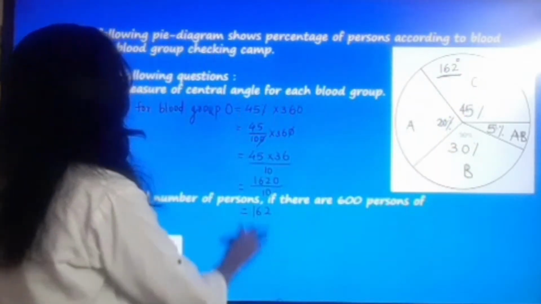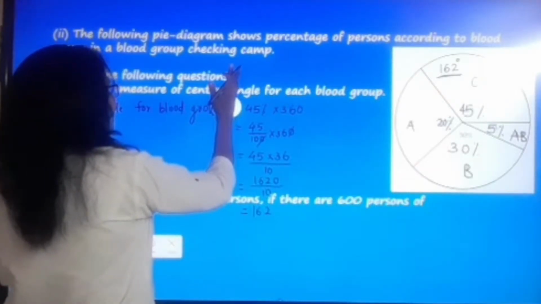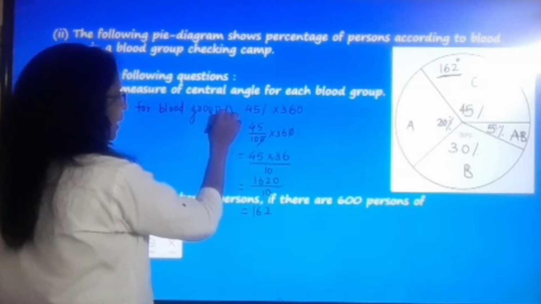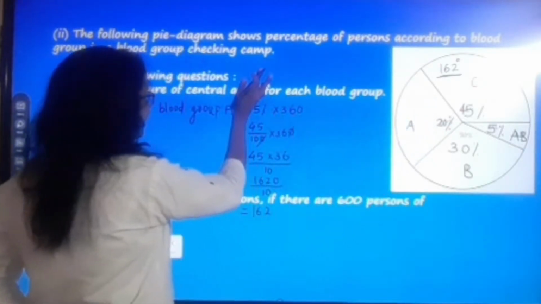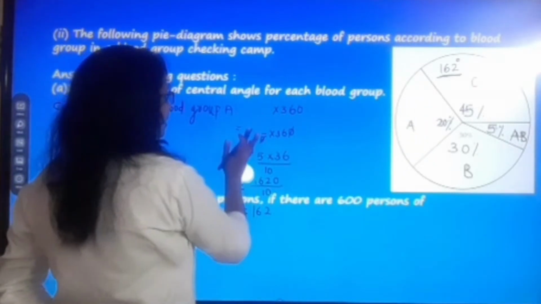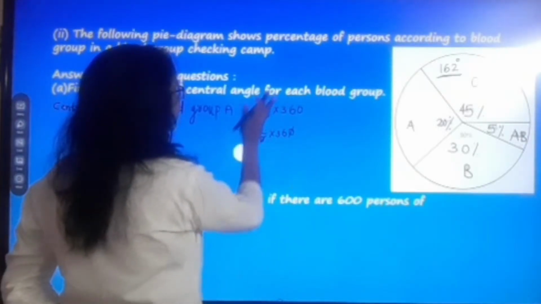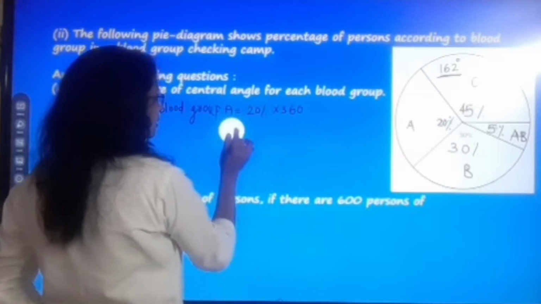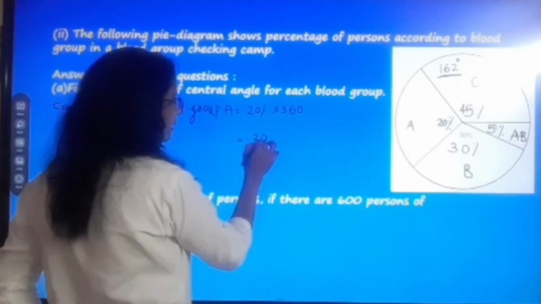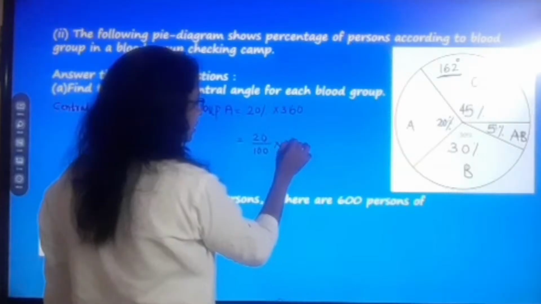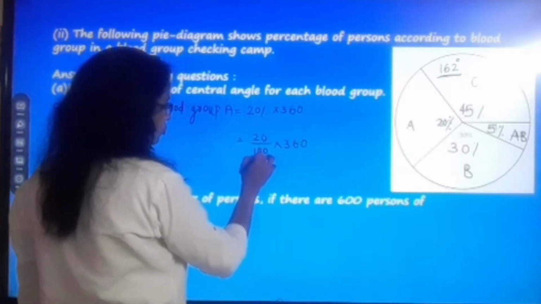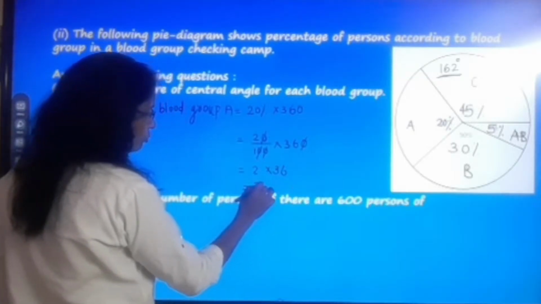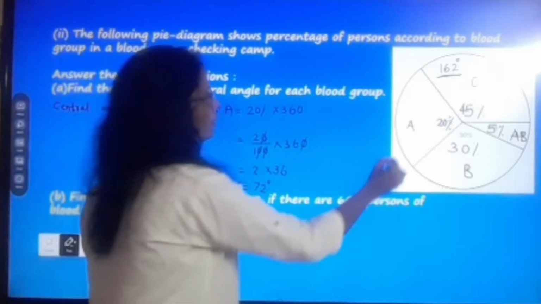Then the next one, students, the second one, central angle for blood group A. I start here, A. That is 20%, which is equal to 20% multiplied by 360. That means 20 upon 100 multiplied by 360. So here, students, two zeros get cancelled. So 2 multiplied by 36 is equal to 72 degrees. So I write here 72.